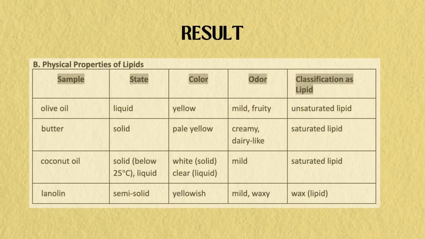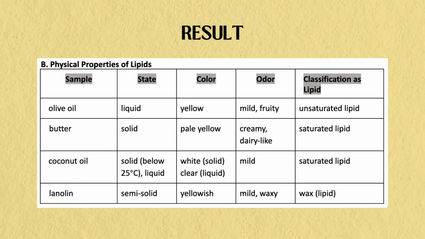For the physical properties of lipids, olive oil is in a liquid state. The color is yellow and the odor is mild and fruity. The classification is unsaturated lipid. For the butter, it is in a solid state. The color is pale yellow. The odor is creamy and dairy-like, and the classification is saturated lipid.